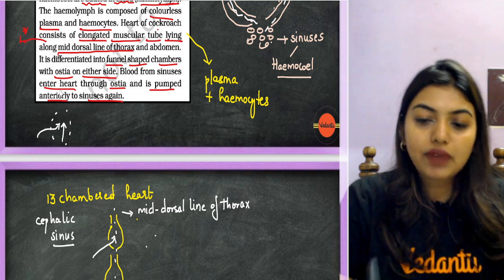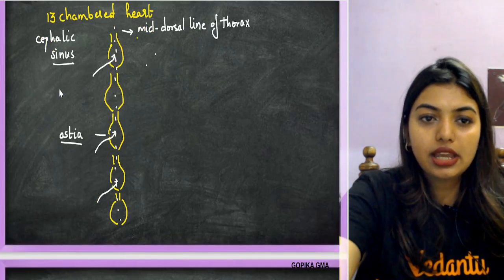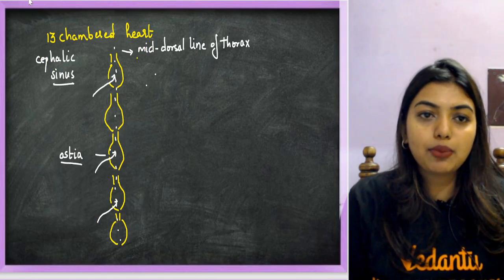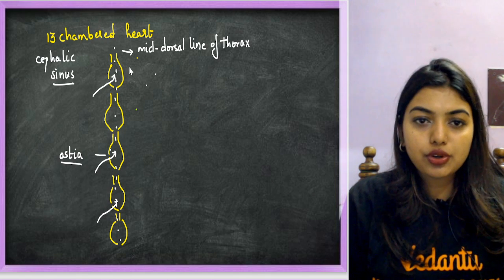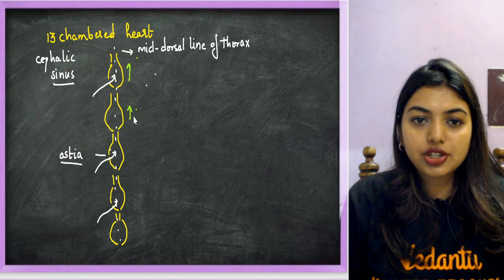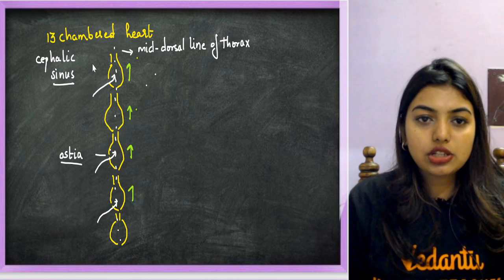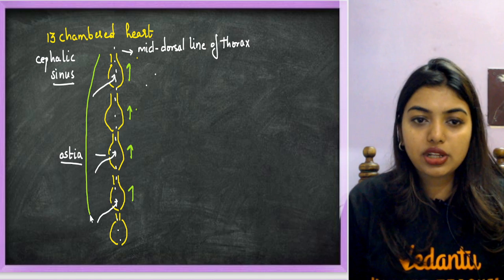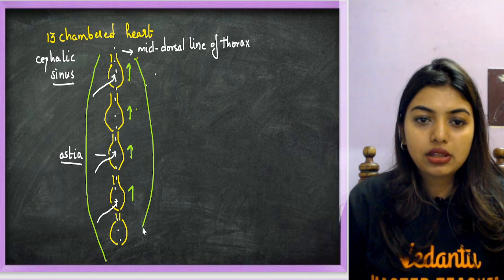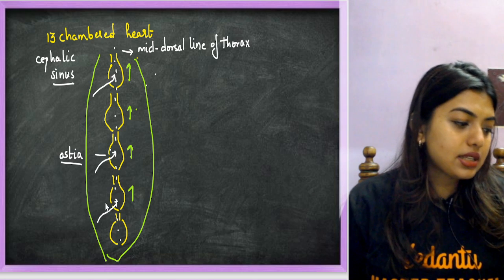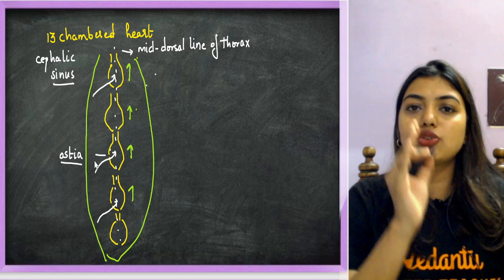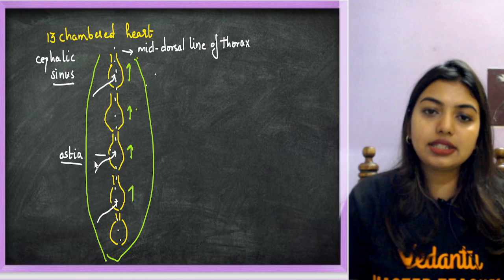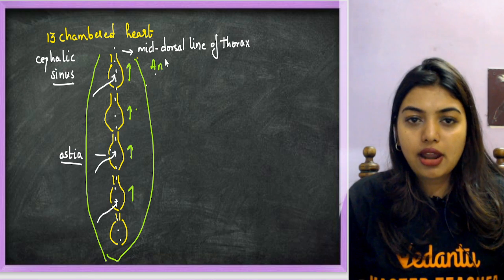anteriorly. The blood is going to move anteriorly to the sinuses again. So this blood direction is going to be upwards, towards the head region. And how is it going to go? See, these are all spaces. If I draw a sketch of the cockroach body, let's say this is the cockroach body, these are all spaces. From the spaces, through the ostia, it is going to enter and go anteriorly to the head region.